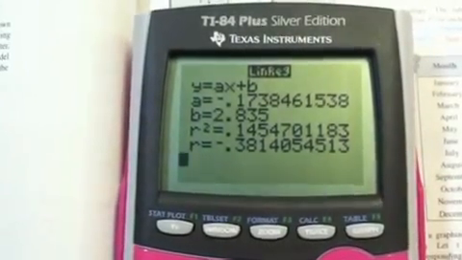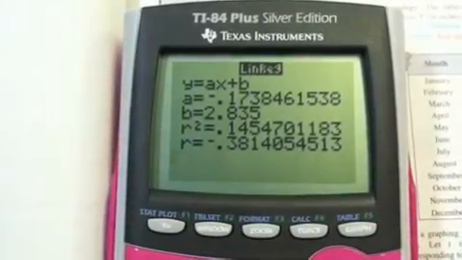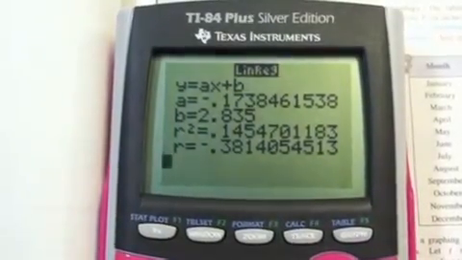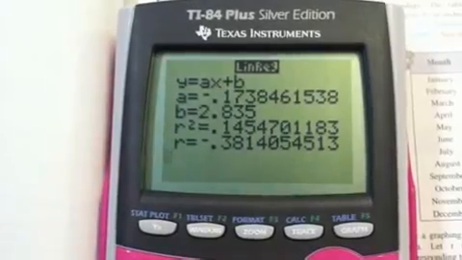So you're going to continue this on numbers 16 and 17, determining whether it's a linear regression or quadratic, and find the equation.